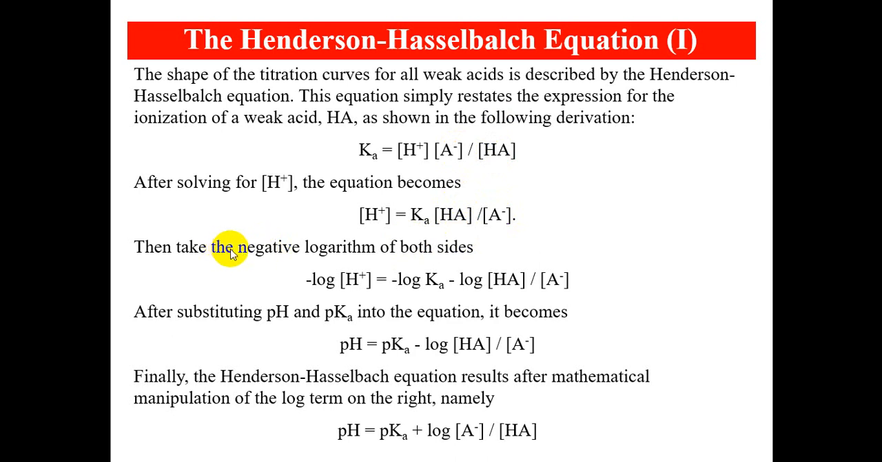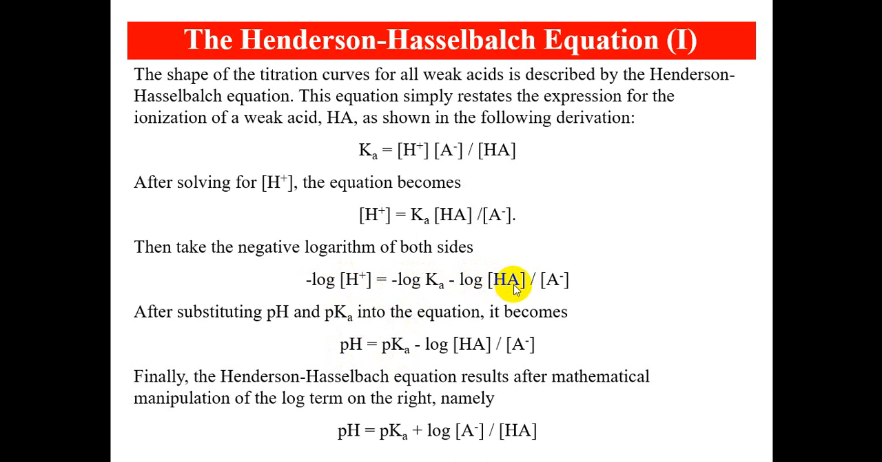Then take the negative logarithm of both sides. Negative log of Ka gives us minus log Ka. Negative log of weak acid over conjugate base stays as it is. After substituting pH and pKa into the equation, pH by definition is negative log of hydrogen ion concentration, so we substitute pH there. Whenever we see minus log of Ka, that is the definition of pKa.